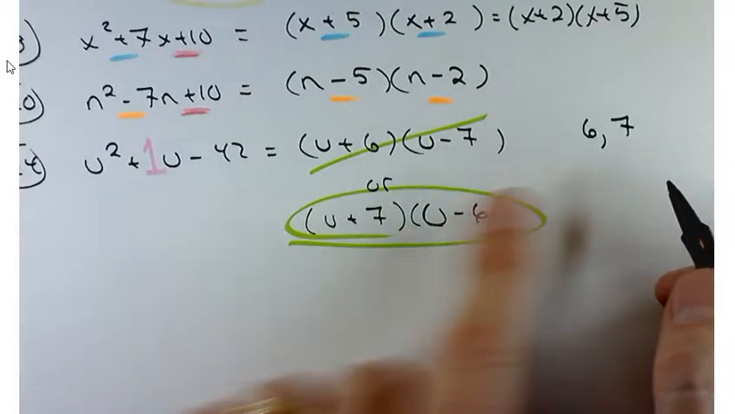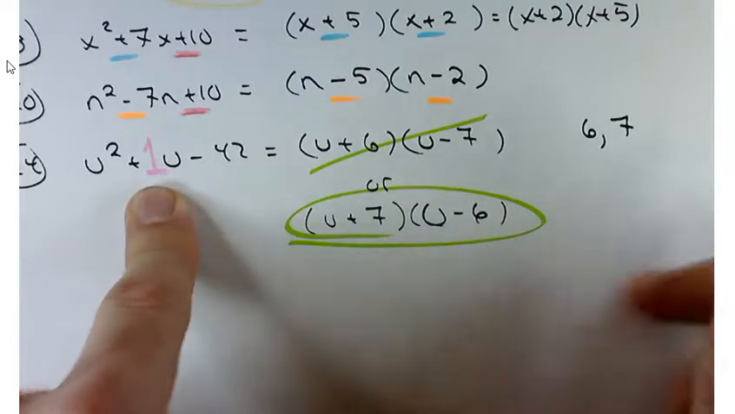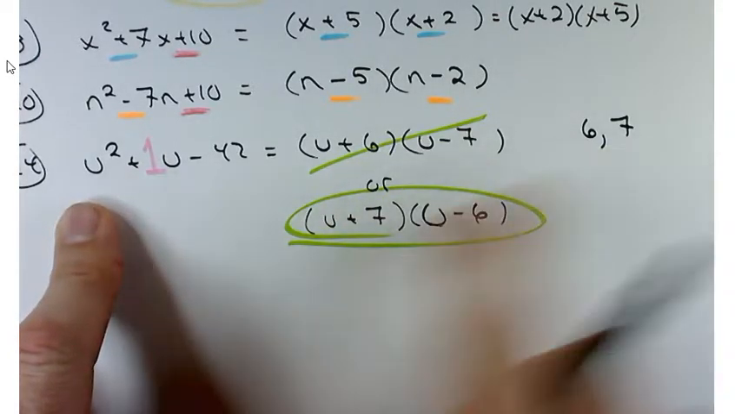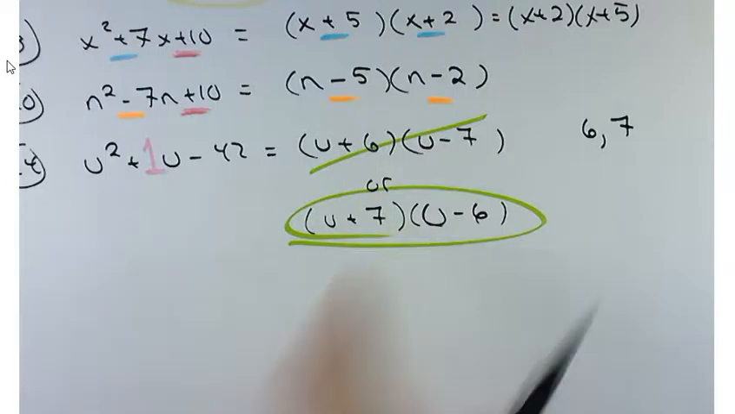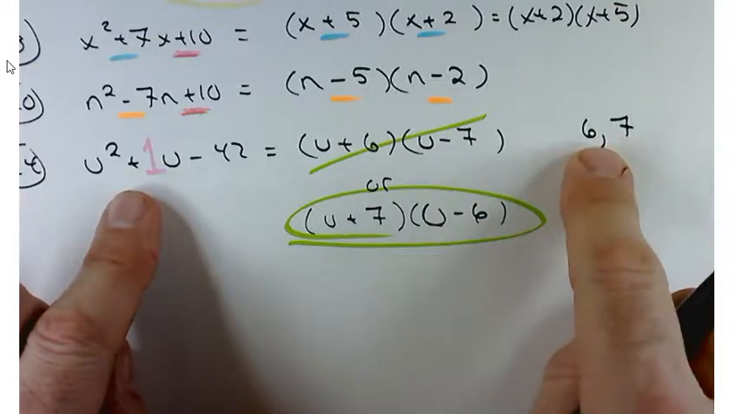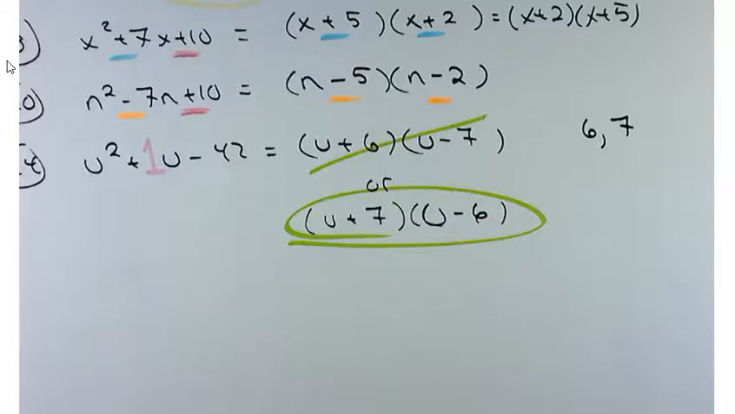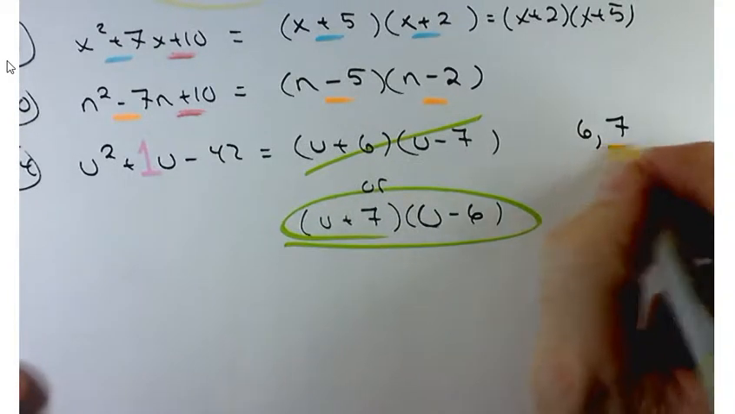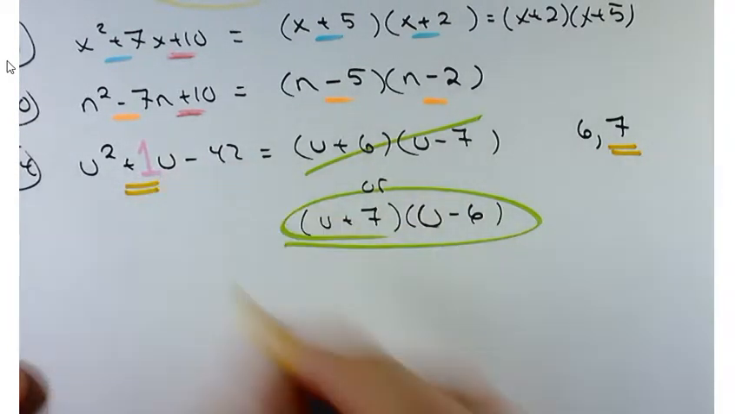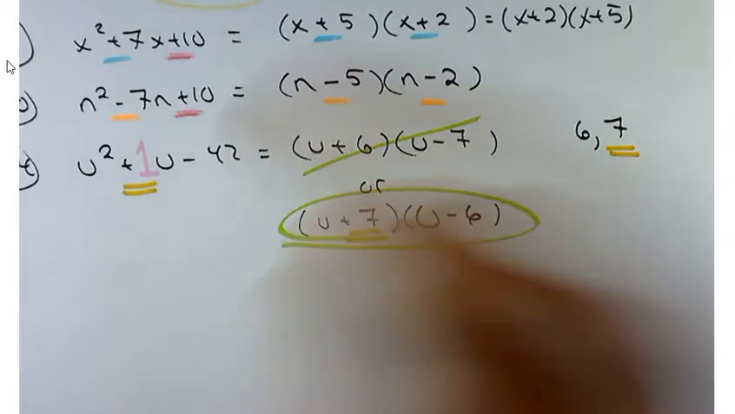The sign of the larger number is going to match this sign here. So if this is positive, the larger of these two numbers is also going to be positive. The sign of the larger number matches this sign. So let me see if I can't color coordinate. 7 was a larger number. 7 has to be the positive number. Okay? And then the other one is negative.